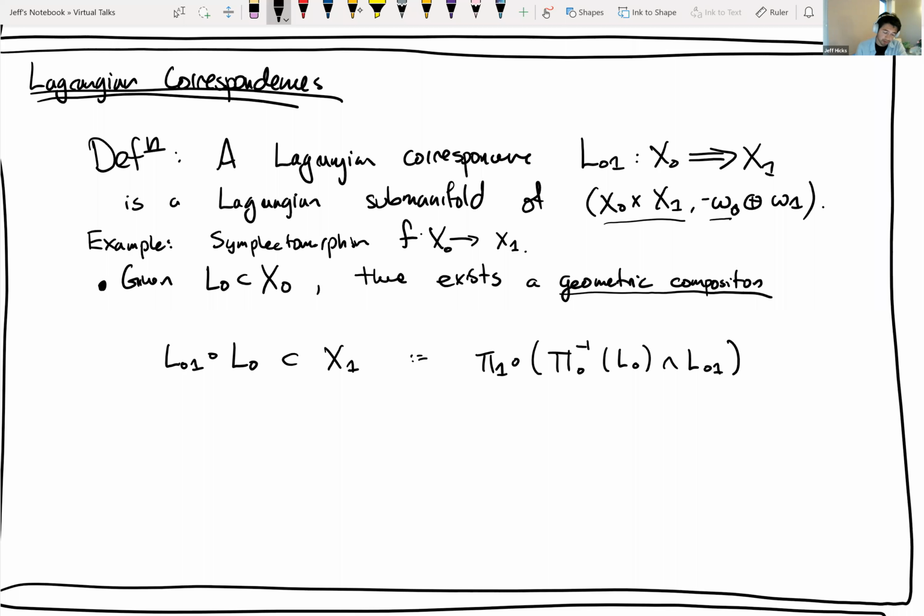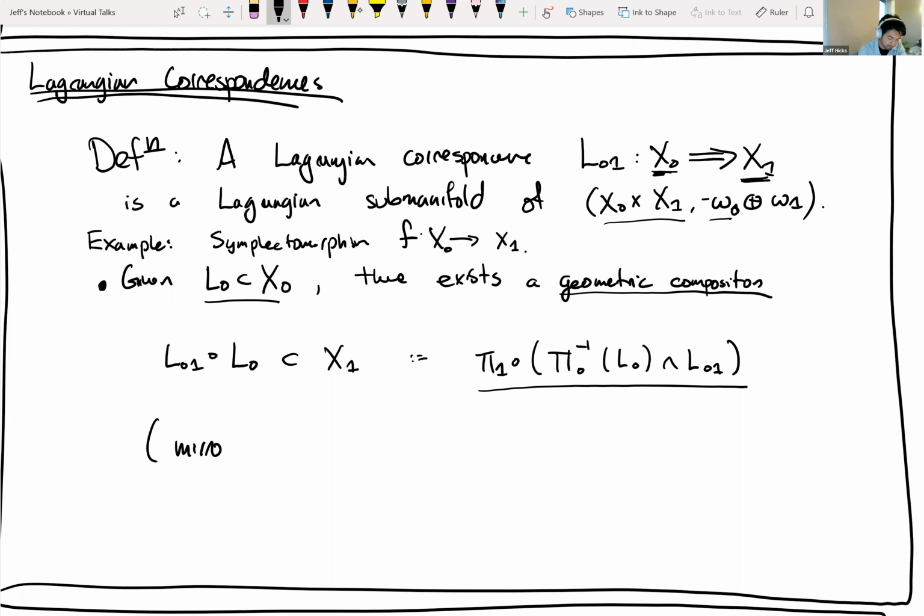The main reason that we're going to be using Lagrangian correspondences is because they have a composition tool which allows you to take Lagrangians in the domain symplectic manifold and translate them to Lagrangians in a target symplectic manifold. So given some Lagrangian in X0, you can obtain a Lagrangian in X1 by taking a geometric composition: you take L0, you pull it back, you intersect it with L01, you push it forward.